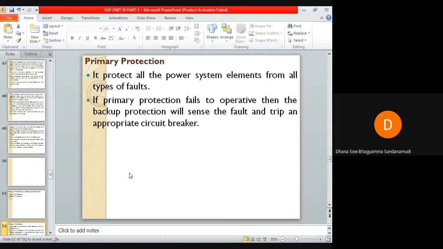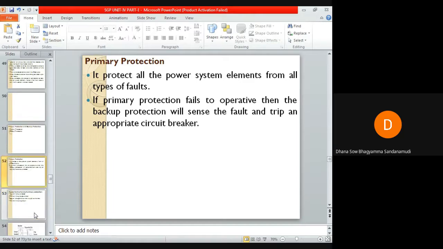When the primary protection is inoperative for any reason, if primary protection fails to operate, then the backup protection has to sense the fault and trip an appropriate circuit breaker. So there will be backup protection if primary protection fails to operate. Whenever primary protection fails to operate, backup protection will sense the fault and trip the appropriate circuit breaker.